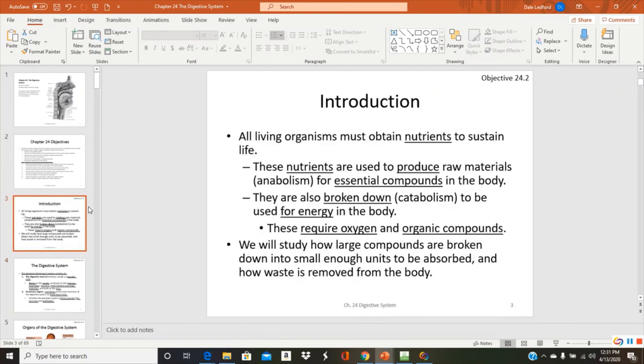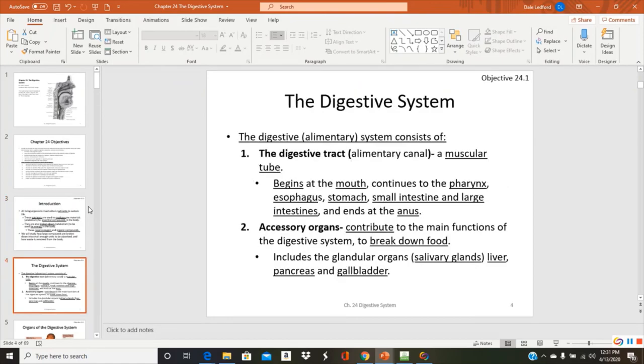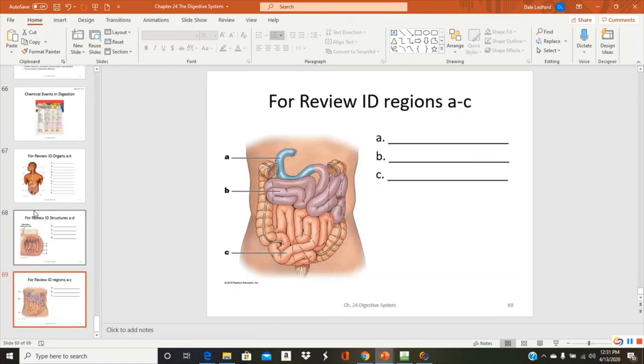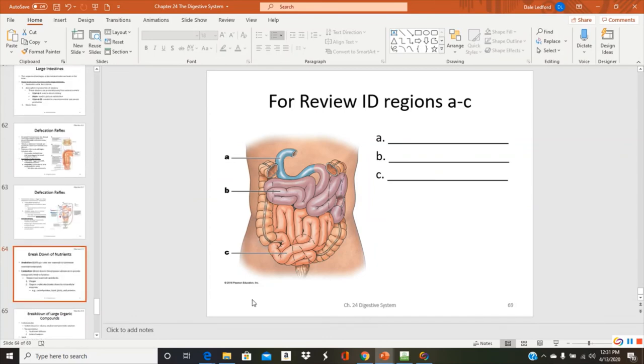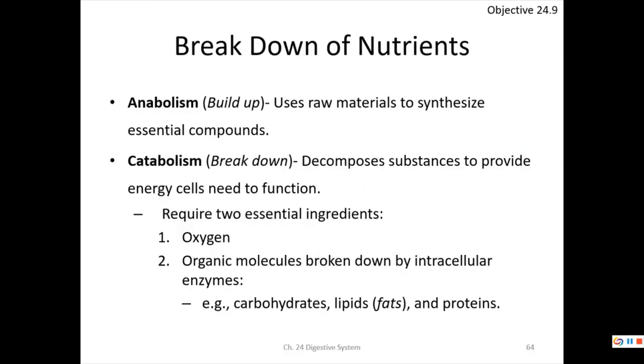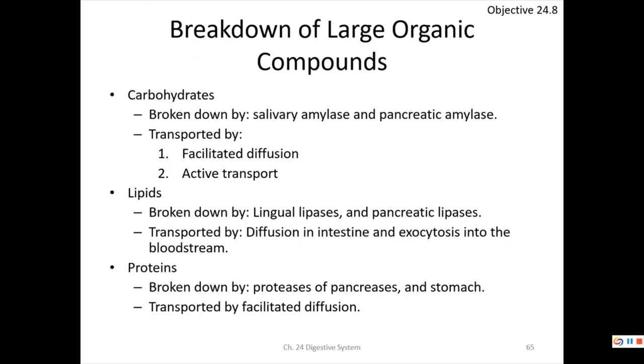So let's just recap it a little bit. Anabolism is using the materials in the digestive tract to build things up, like hormones or muscle tissues. Catabolism breaks things down to provide energy for the body. We also need oxygen. We need organic compounds, all kinds of good stuff. Now, I do want to mention that you do need to know what enzymes break what down. Carbs are broken down by salivary amylase and pancreatic amylase. Lipids are broken down by lingual lipases and pancreatic lipases. Proteins by proteases from both the pancreas and stomach, which is usually pepsin.